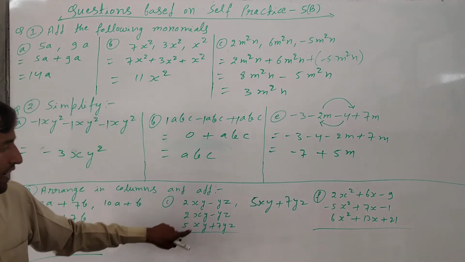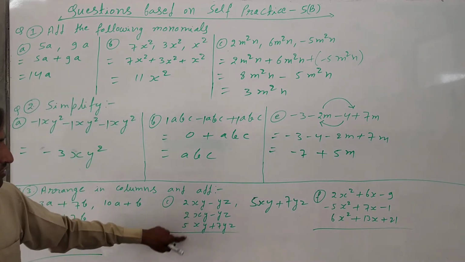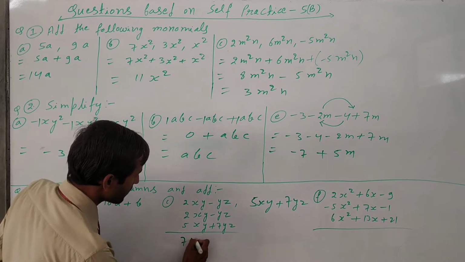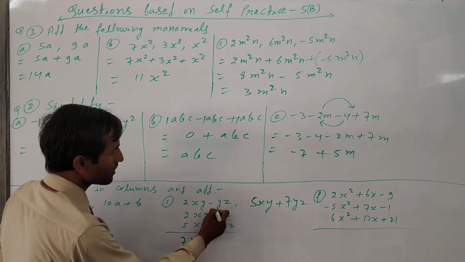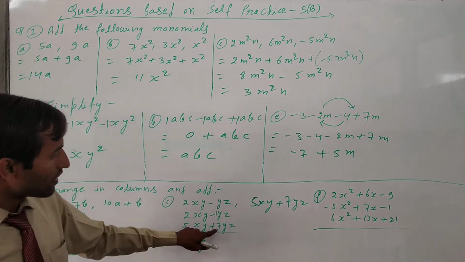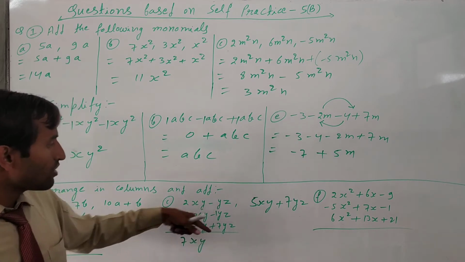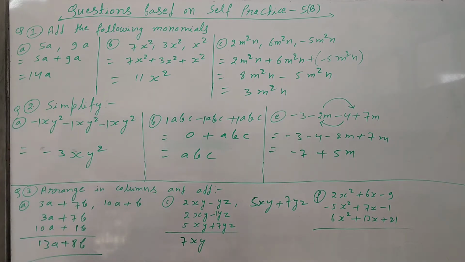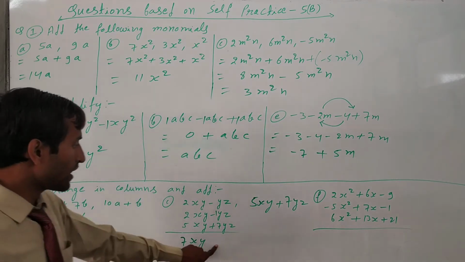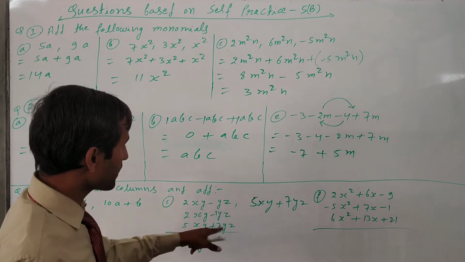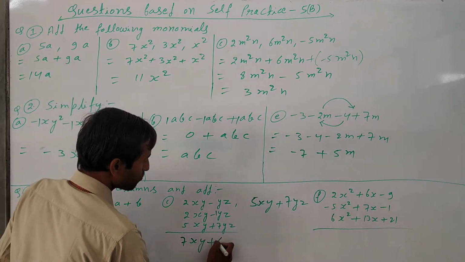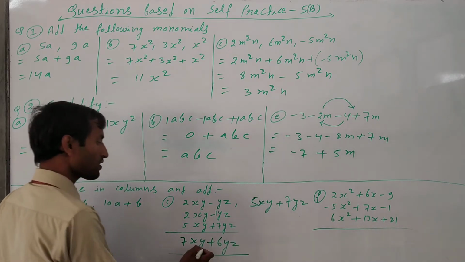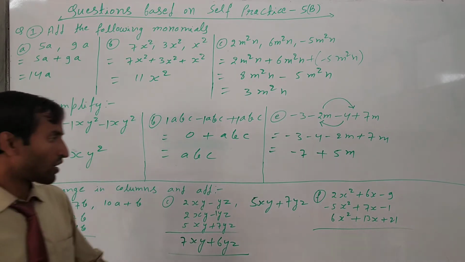So here 2xy plus 5xy, we will add, it becomes 7xy. After that here nothing is written means 1, minus 1, and here 7. So what we do in integers, minus 1 plus 7, it will come 6 only, because we will subtract here. We will not add, we will subtract. So here the plus sign will come because the plus value is more. So 6yz will come. So the final answer is 7xy plus 6yz.